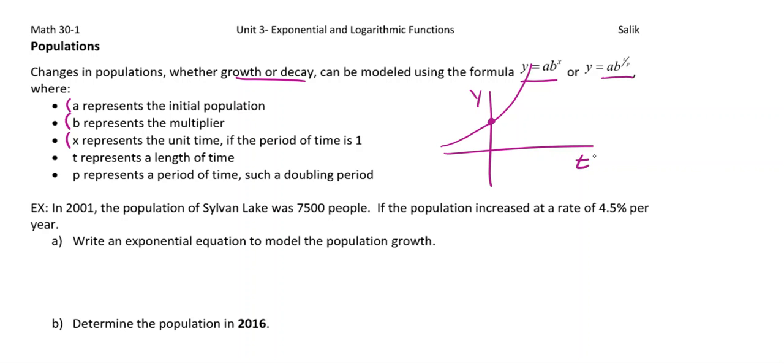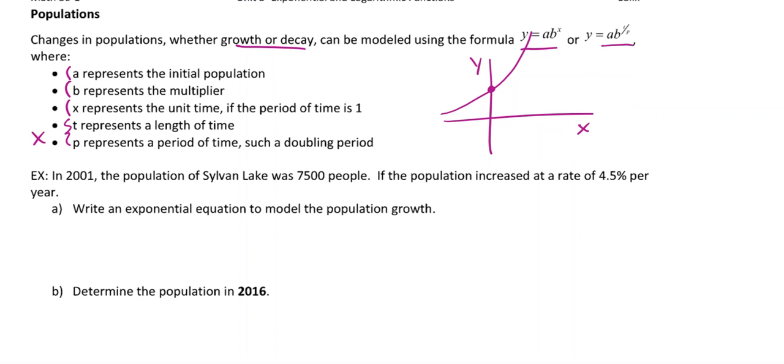So same thing here, it's going to be our x values going across the bottom. And then here, this is kind of our new thing. t represents a length of time, and p represents a period of time, such as a doubling period. So this will really be like our x value here. Why this still makes sense, I think it does in the next question a bit more, but let's say the question told us that it took 2 years for things to double. That's our doubling period.